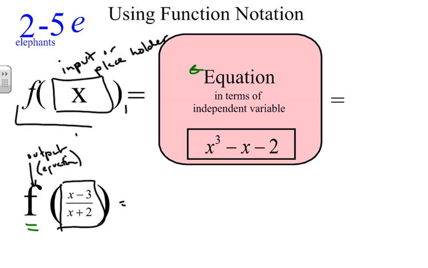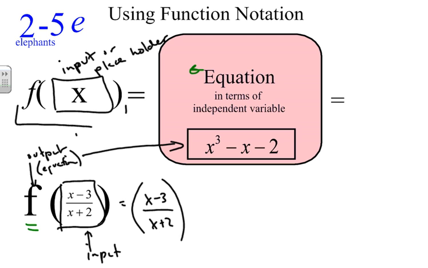So what do we have? Well, my equation is there. I'm inputting this. This is my input. So what should I have? Well, (x minus 3) over (x plus 2), that cubed, minus the quantity (x minus 3) over (x plus 2), minus 2. And that's it. That's my output. All right? That's what I get when I plug in this input. Sometimes you can simplify that, and you might have to simplify that. That's kind of difficult. But that's what we get.